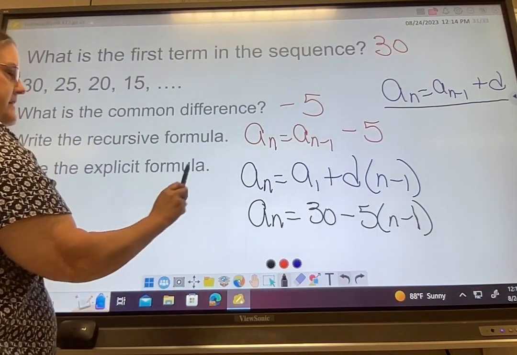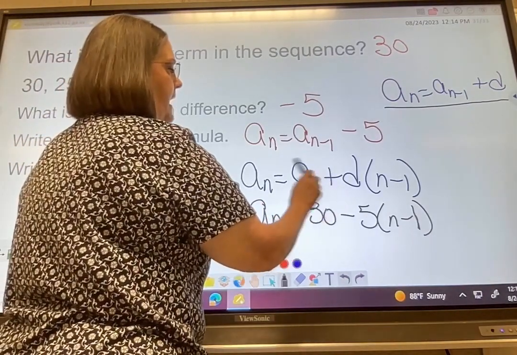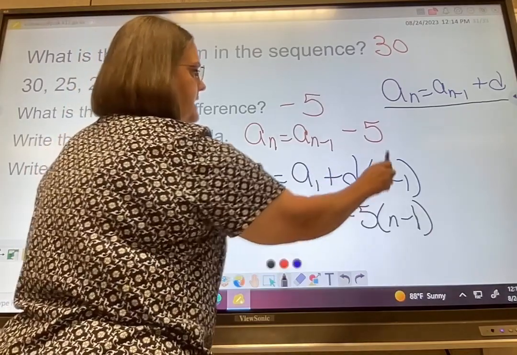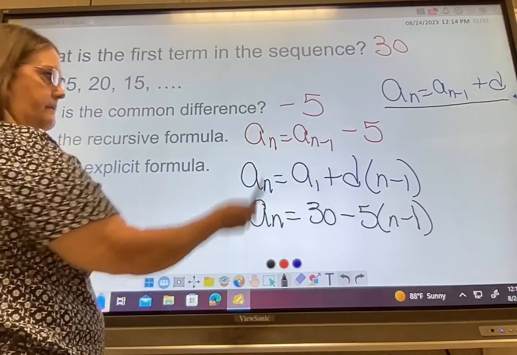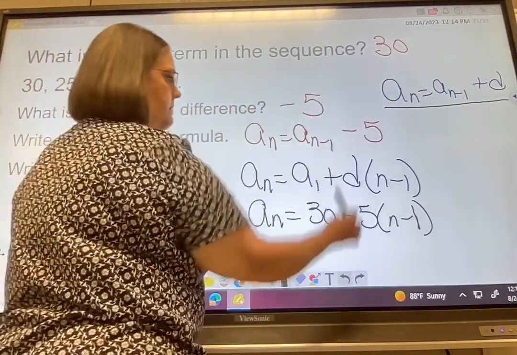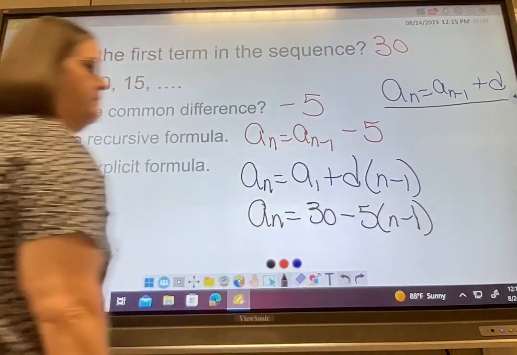And then write the explicit formula, a sub n equals a sub 1 plus d times n minus 1, and you just plug in the stuff you need. So a1 is 30, my d is negative 5 times n minus 1, and that's the formula.